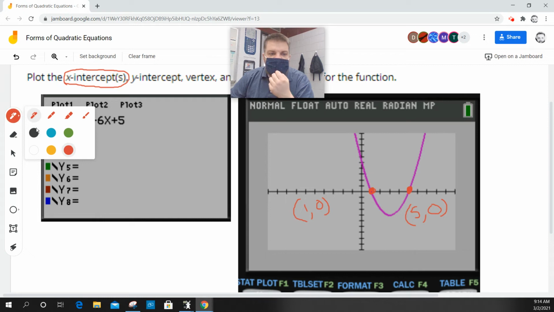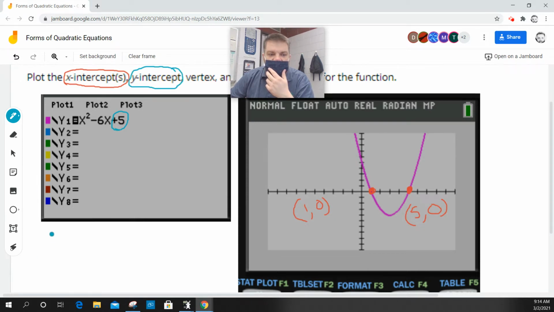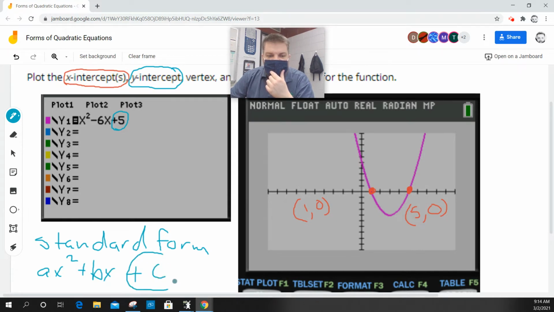The y-intercept is also going to be 5 because that's the c term, right? If it's written in standard form, remember that the standard form is ax squared plus bx plus c. This plus c is always the y-intercept. So if I count up 1, 2, 3, 4, 5, this is the y-intercept, which occurs at 0, 5.